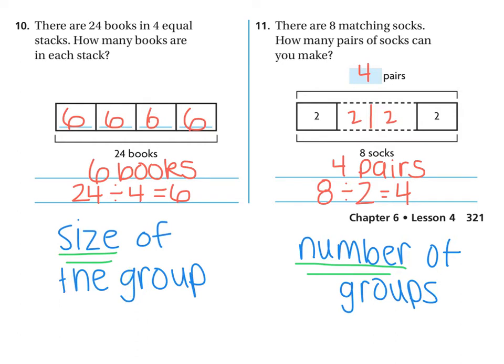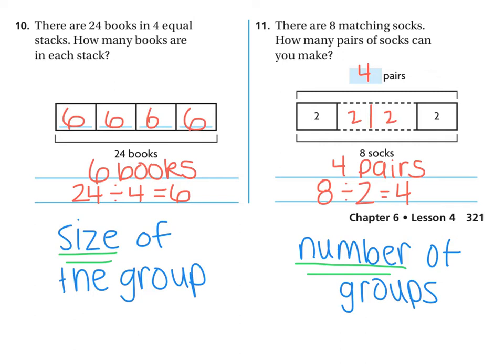Number 11 was the opposite. We knew there were 8 total socks. We knew that they come in pairs of 2, we didn't know how many groups of socks there would be. So here we were trying to find the total number of groups. To do that, we made groups of 2 until we got to our total of 8.